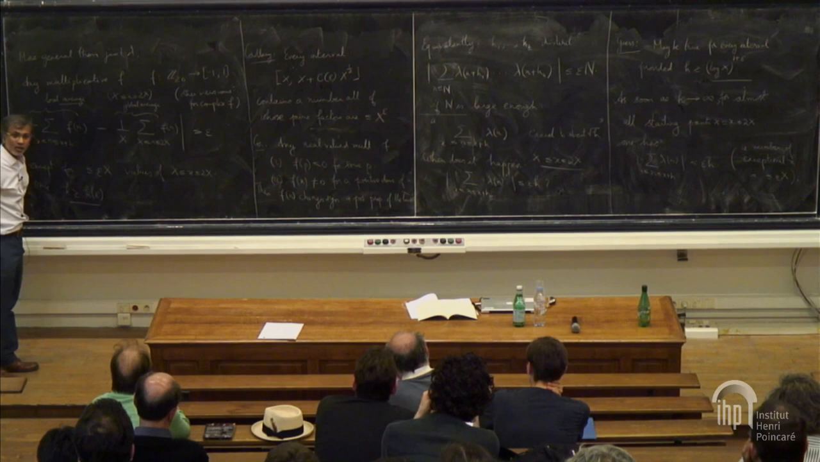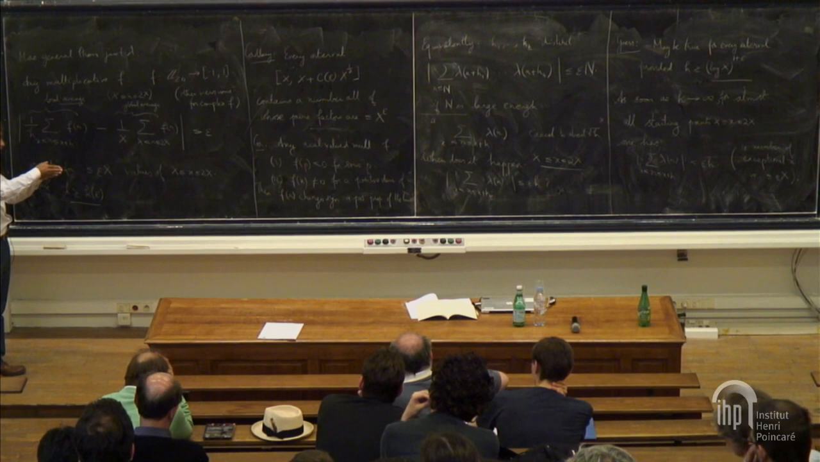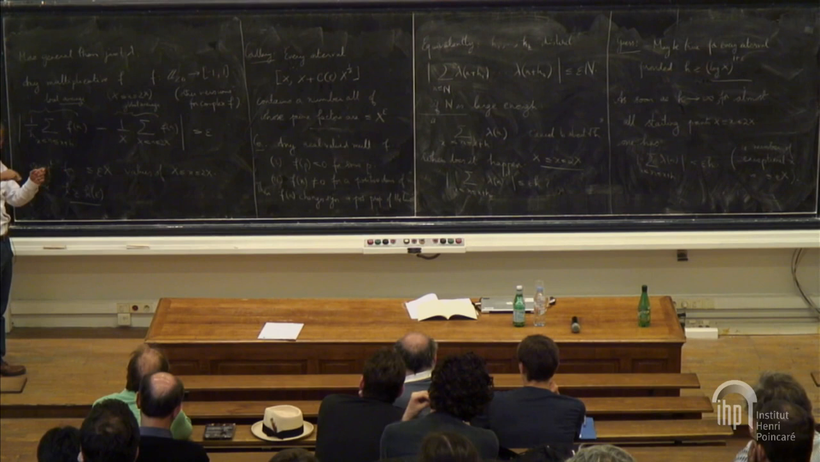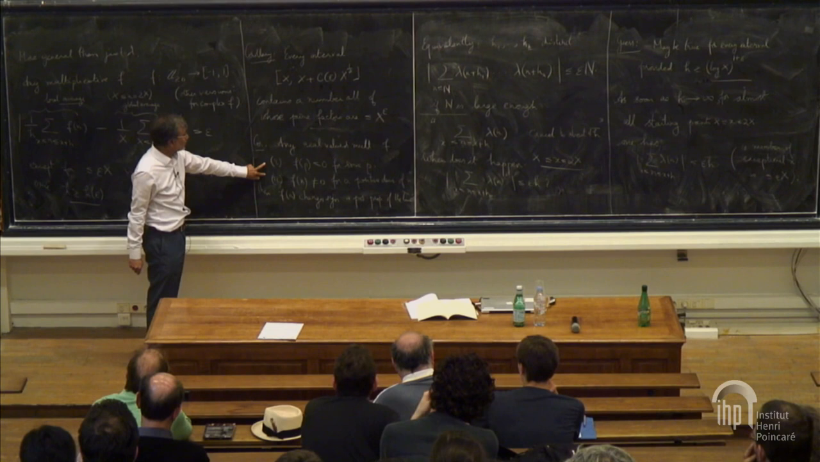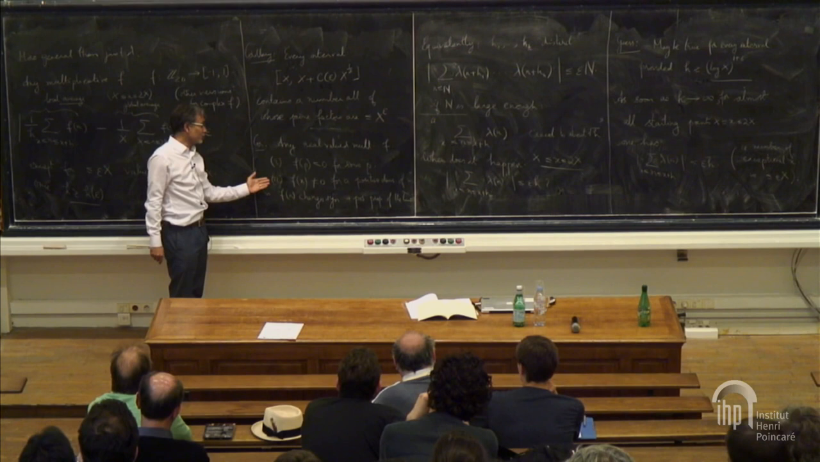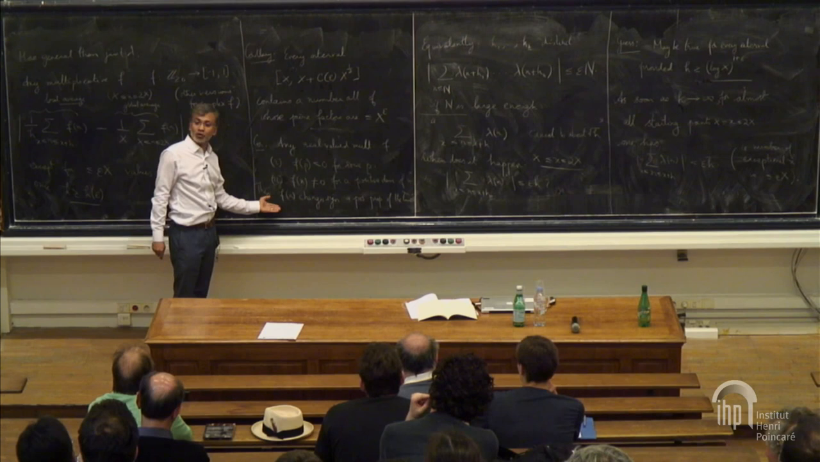In other words, it can't be that this function has a whole bunch of negative values followed by a whole bunch of positive values and so on, with very few times that it changes sign. In fact, it has to change sign some positive density of the time. And these two hypotheses are clearly necessary, because if f of p is positive for all primes p, then of course the function is just positive. And if f of n is zero except on a set of density zero, then again you can't hope for this conclusion. So if you make the two natural conditions, then the result does hold.